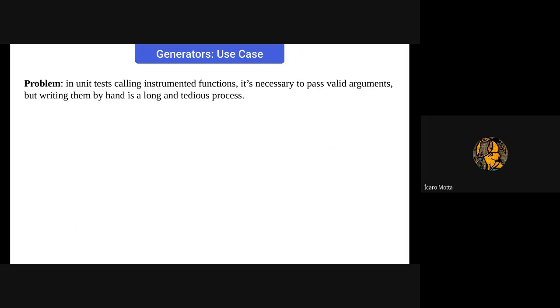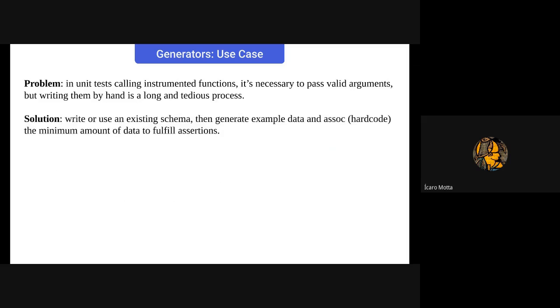So, problem. In unit tests, calling instrumented functions, it's necessary to pass valid arguments, valid structures, long structures like messages, notifications, but writing them by hand is long and tedious. So a possible solution is to write or use an existing schema, generate the example data in the test, and assoc only the minimal amount of data to fulfill the assertions.